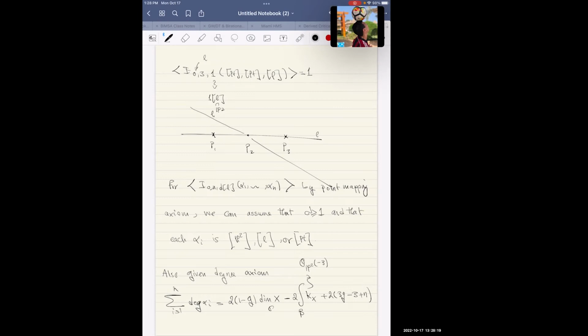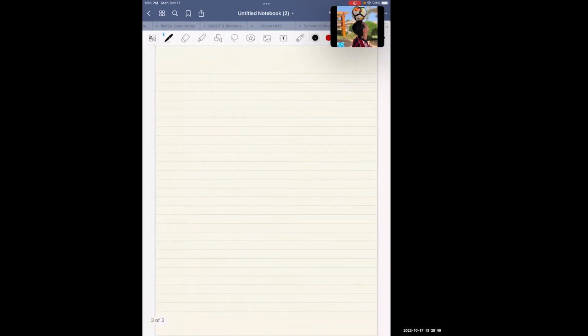We discussed these Gromov-Witten invariants last time. Just one more time, because now it's being recorded. Then we are going to the n-pointed Gromov-Witten invariant. The argument is that the classes alpha i could be P2, a line, or a point, basically the subspaces of P2. And given the degree axiom, we have this restriction on the sum of the degrees of alpha i.